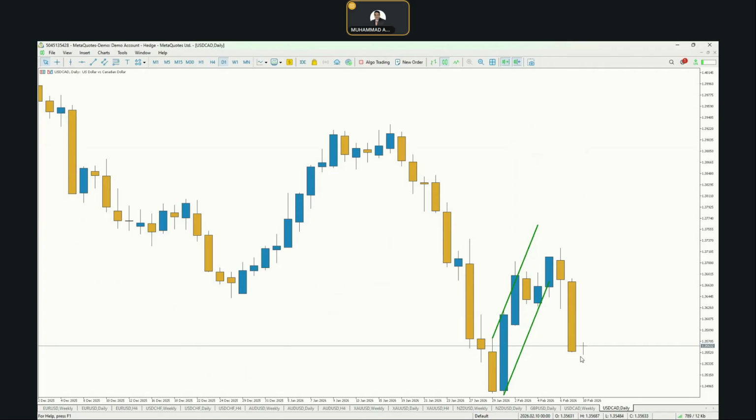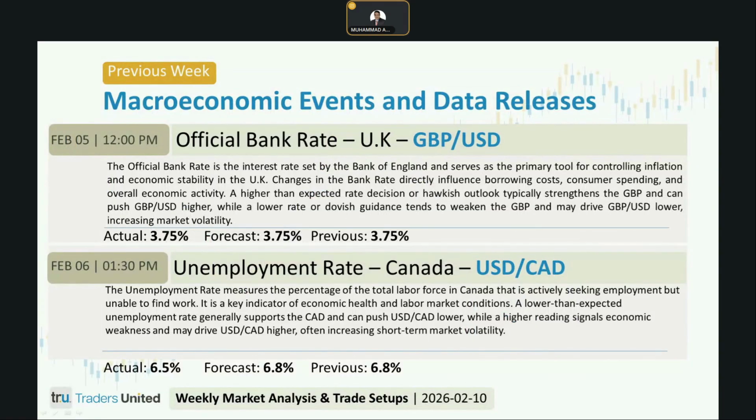Well, the USD CAD moved down because the stronger labor market reading reinforced the confidence in Canada's economic stability and reduced downside risk for the Canadian dollar. The key drivers behind the move included unemployment falling below forecast and previous levels, improved labor market resilience, reduced pressure on the Bank of Canada to cut interest rates, and positive sentiment towards CAD relative to the US dollar. So this combination led to selling pressure on USD CAD following the announcement.